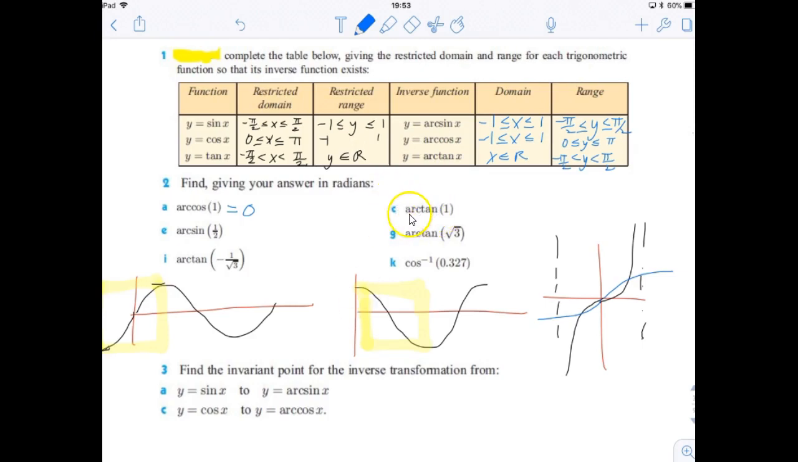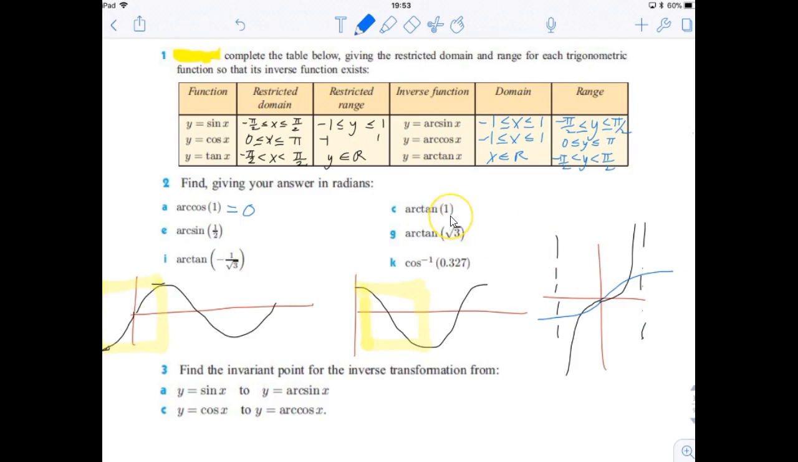What about c? What is the arctangent of 1? So now we're going to look at the black function, and we're going to say, okay, what if we take the y value of 1? What would the x value correspond to? Well, the x value that would correspond to that would be pi over 4.